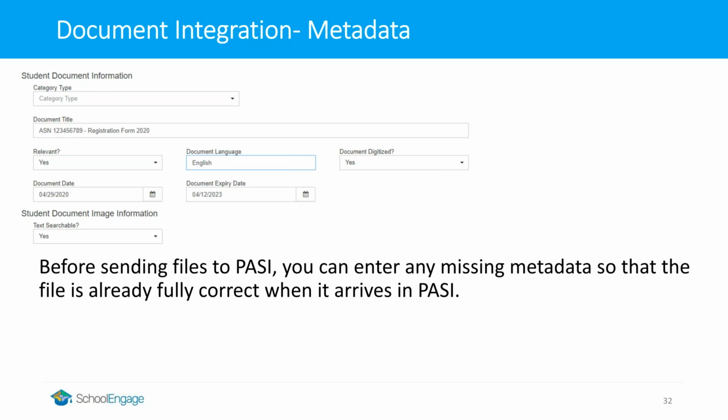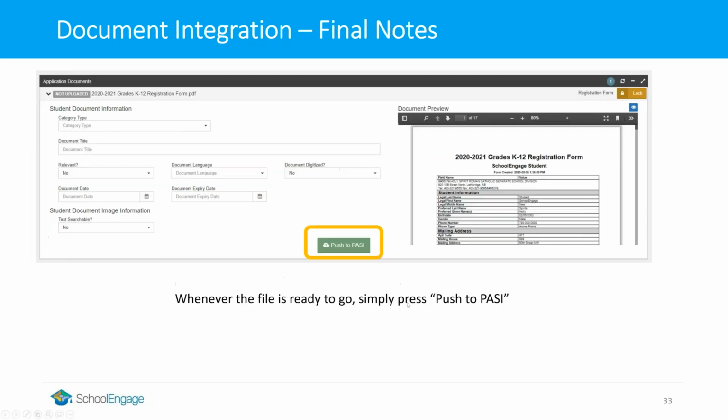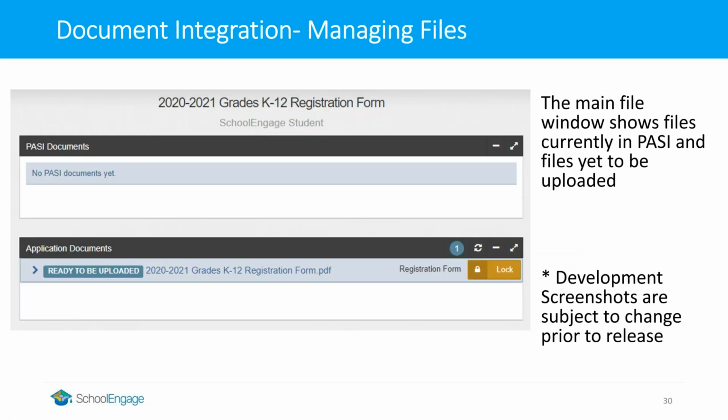And yeah, I can save this in SchoolEngage, and whenever I think it's ready to go to PASI, then I can go ahead and hit that push to PASI button. And then SchoolEngage is going to just take care of the rest. It'll move to PASI, and then whenever it's synced to PASI, the next time that you come into this page, this document will be up on that PASI Documents tab. So you can review it again.